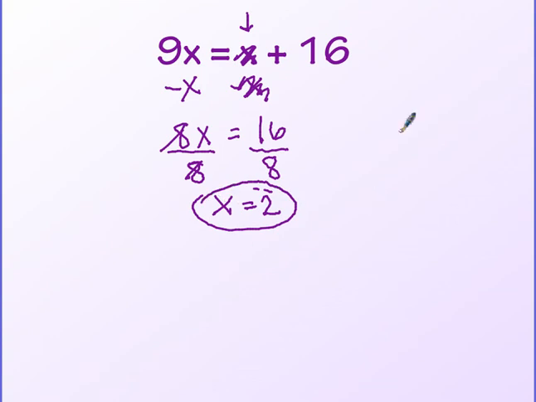Here's my answer, but I need to be 100% sure that this is the right answer. So I'm going to come back up to my original equation and I'm going to plug it in. Again, even if you just do it in your head, you still need to make sure that it's right. So on the left-hand side, I get 9x, which is now 9 times 2. That gives me 18. On the right-hand side of my equation, I get x plus 16, which is 2 plus 16. Again, I get 18. If the two sides are equal, I know I'm okay, and I can move on to my next equation.